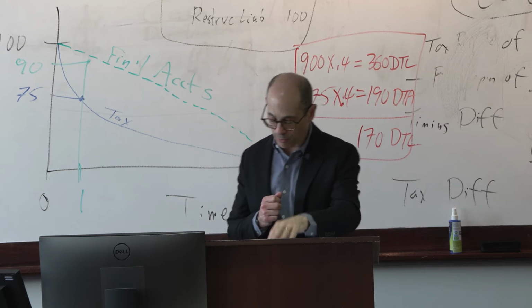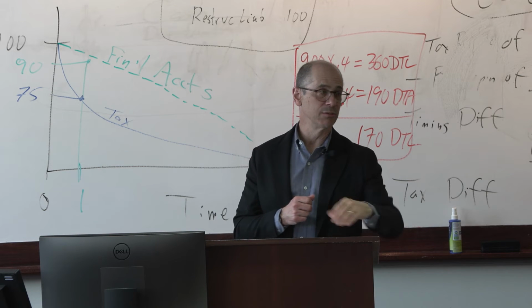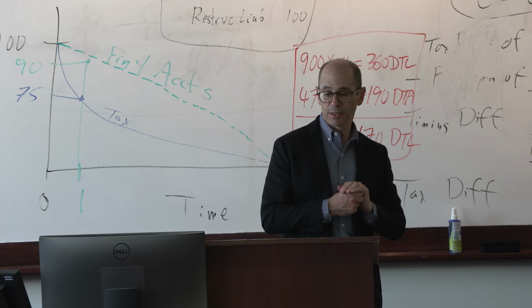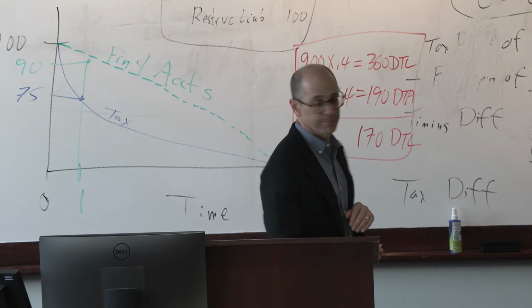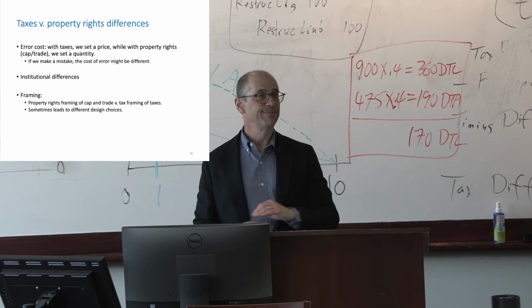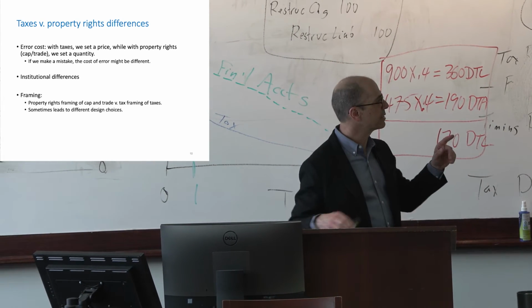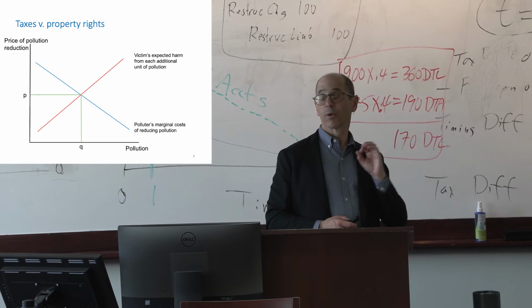Now, there's a really large literature on the differences between property systems and price systems, and also some papers on this. Let me just give you three differences. I think it's my next slide. The first one is what's known as error costs. So when we set, I'm going to go back a slide, when we set Q or P, depending on which one we do, we're going to be wrong.